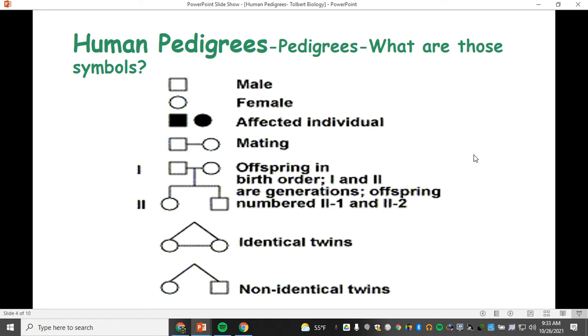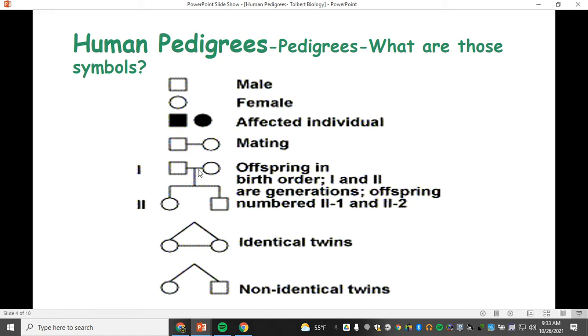Anytime you see a pedigree chart, these next two slides will help you figure out what you're looking at. The square is the male, the circle is the female. Anytime they're darkened in like this, that means the trait is shown, or they're affected. Anytime there's a connection between the square and the circle, that means there was mating. And then we use these Roman numerals, which represent generation one and generation two.